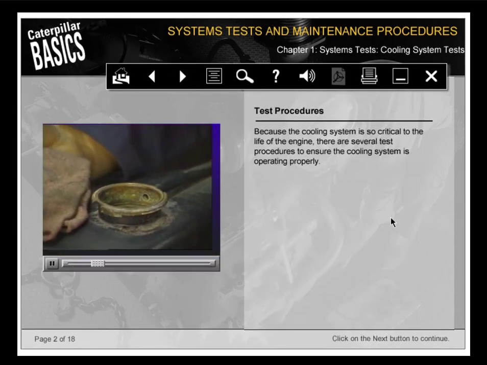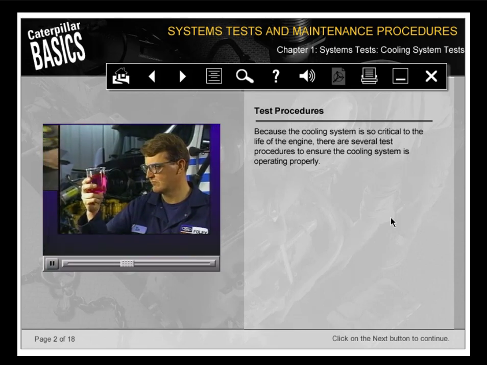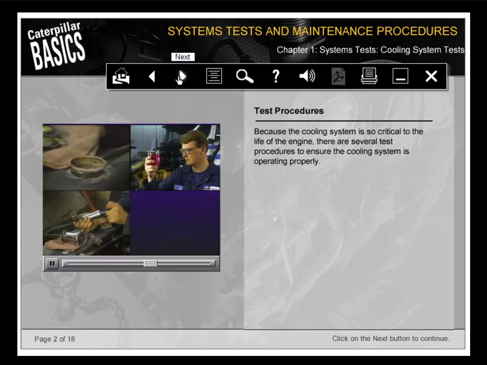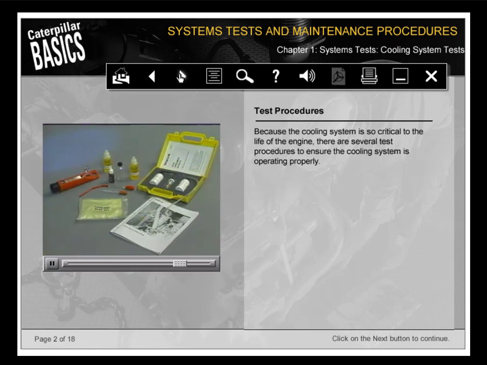Because the cooling system is so critical to the life of the engine, there are several test procedures to ensure the cooling system is operating properly.